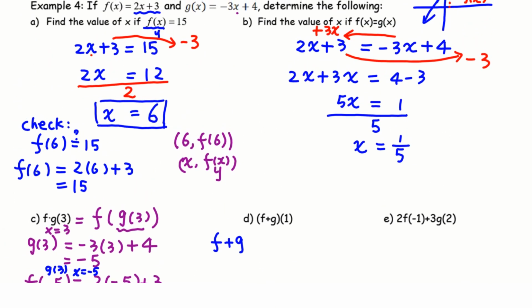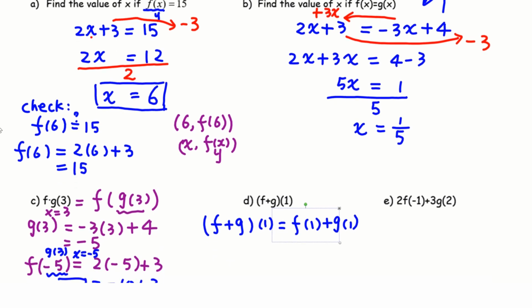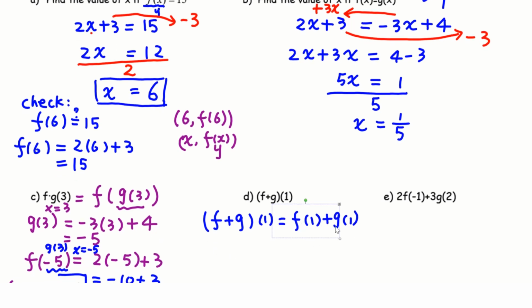We could put these two functions together. Then it is a new function. We could do f at 1, then plus g at 1. So we could write it separately. The combination of functions f and g together, we could write it separately.